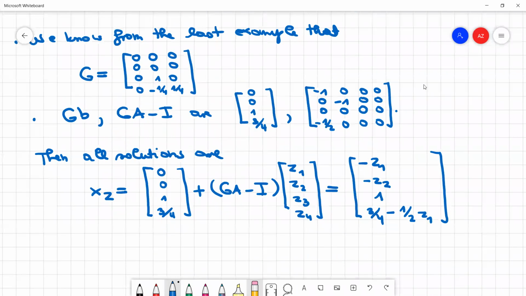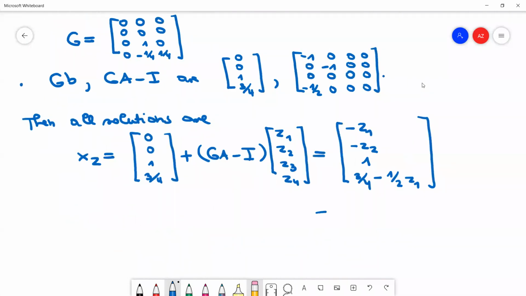And z1 and z2 are parameters. So z1, z2 belong to real numbers. So we have a two-dimensional set of solutions. So the set of solutions is two-dimensional.